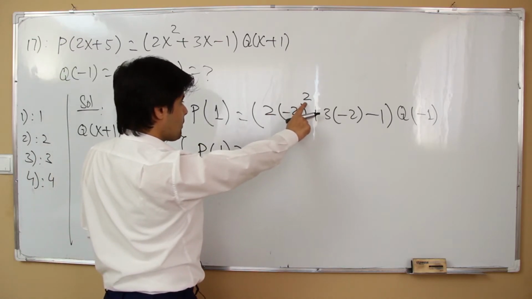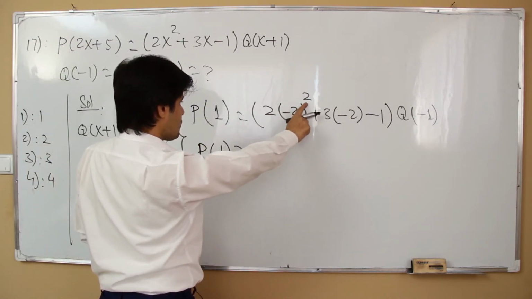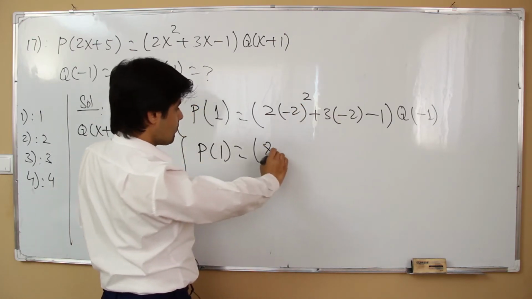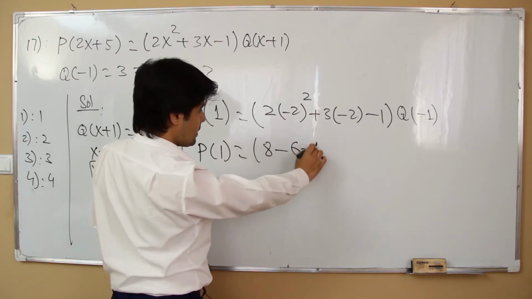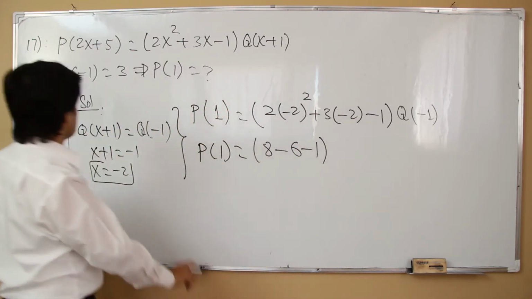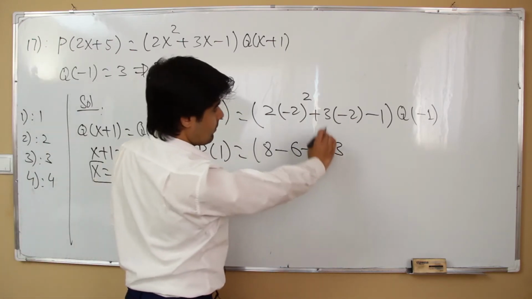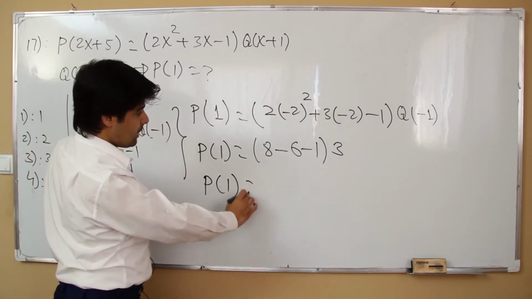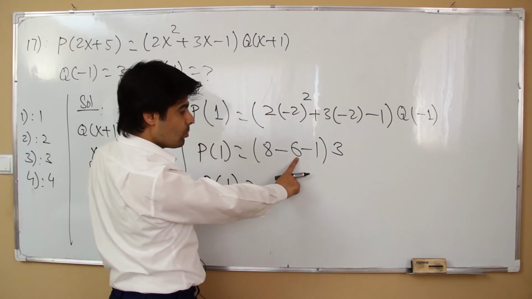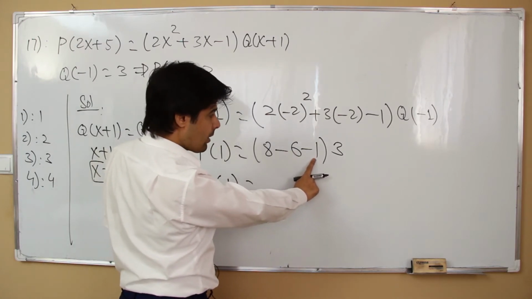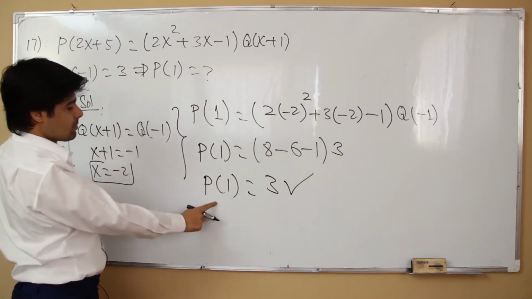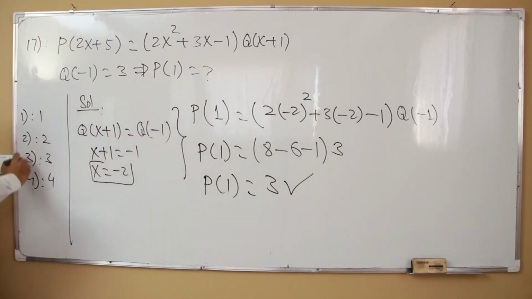P1 is minus 2 raised to the power 2, it's plus, 2 square 4. 4 times 2, it's 8. Plus with this minus, minus 3 times 2, 6, minus 1. And q minus 1 is given here, 3. P1 is 8 minus 6, 2. 2 minus 1, 1. 1 times 3, 3. Now what the question is? P1. This is P1. This is 3. This is option number 3. Write it.